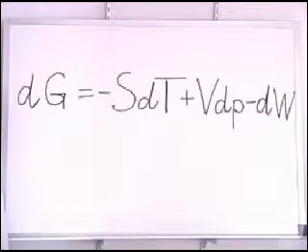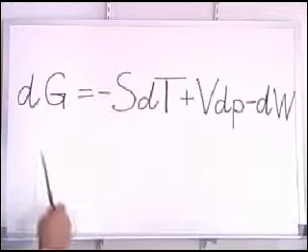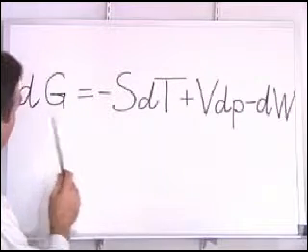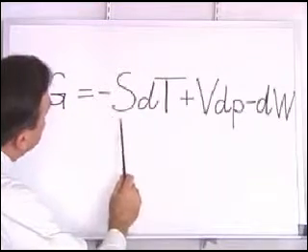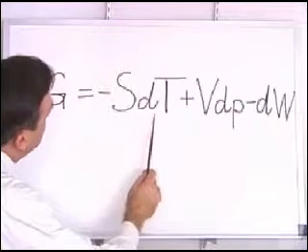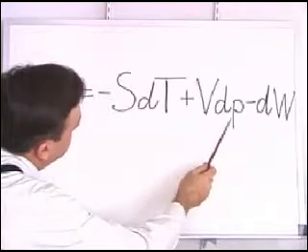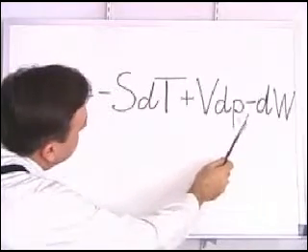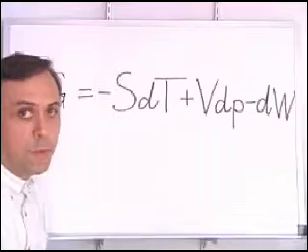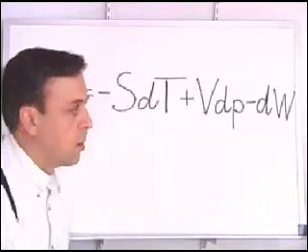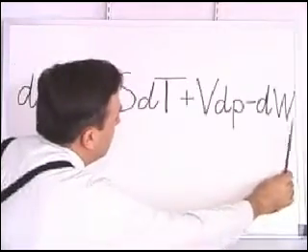As far as thermodynamic potentials go, it is known that the differential of the thermodynamic potential G is equal to the negative product of the entropy and the differential of the absolute temperature, plus the product of volume and the differential of the pressure, minus the differential of the so-called non-volume work. This work does not depend on pressure.